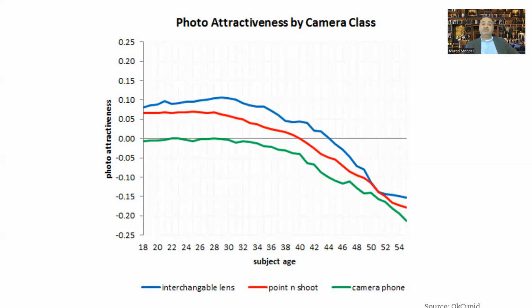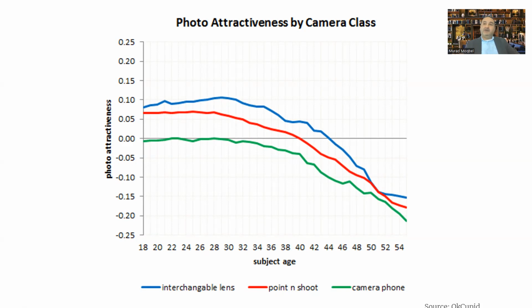So this graph here is showing us the photos and through age. So they show the photos' attractiveness based on those three categories, three types of cameras, through age. So as you can see from this graph, if someone is a 32-year-old taking a photo with a phone camera, they are going to be as attractive as a 45-year-old who took a photo using an interchangeable lens.